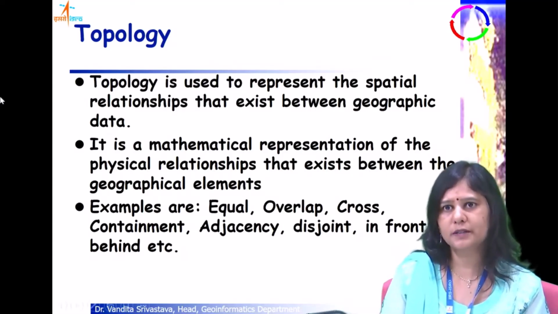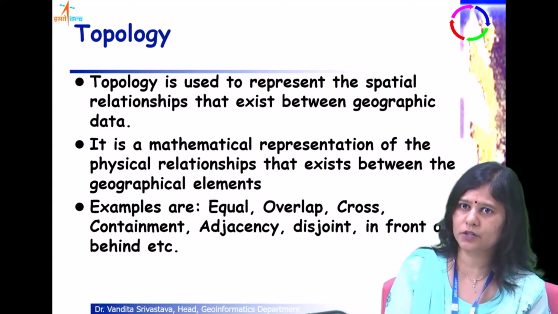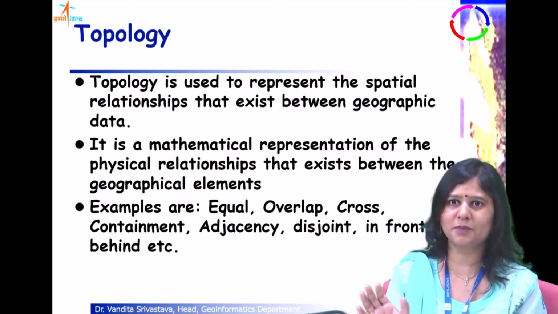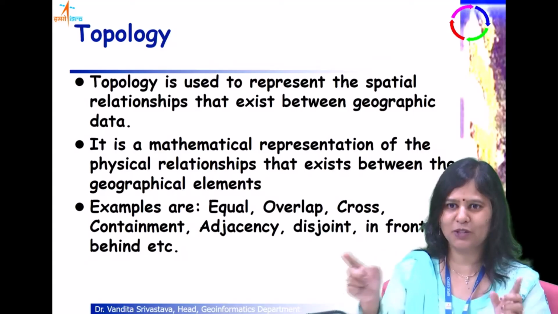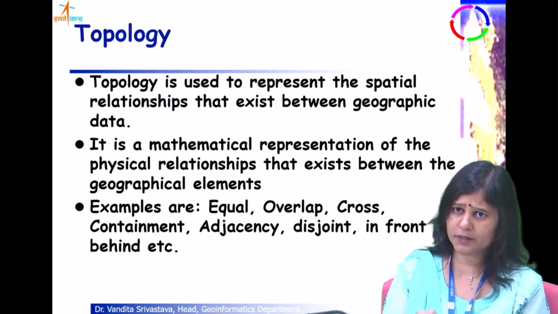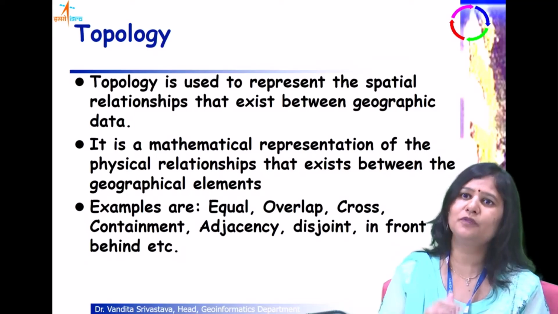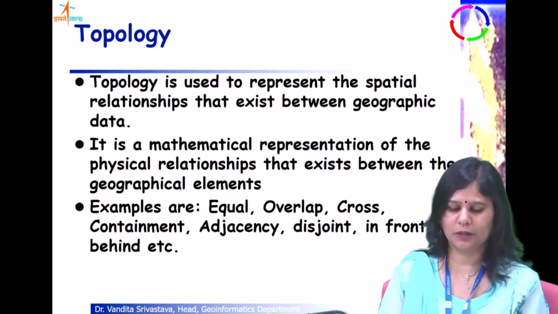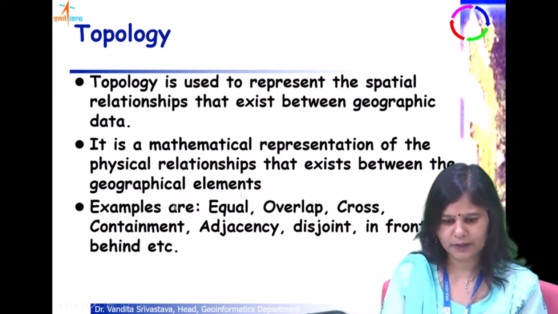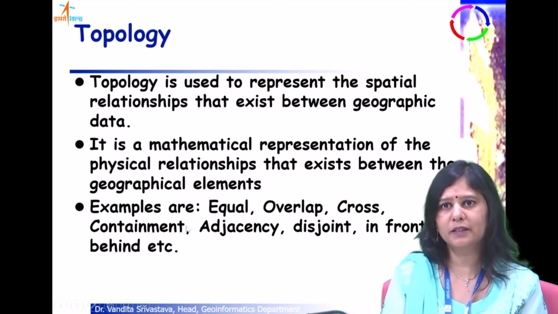So topology is the concept that provides a mathematical representation of the spatial relationships. We are not talking about any other type of relationships. We are talking about the relationships that pertain to the geographic space. So it is a mathematical representation of the spatial relationships that exist between various geographic features. I'll give you examples of what topology is, which I have written here, and how we achieve it by making certain tables.